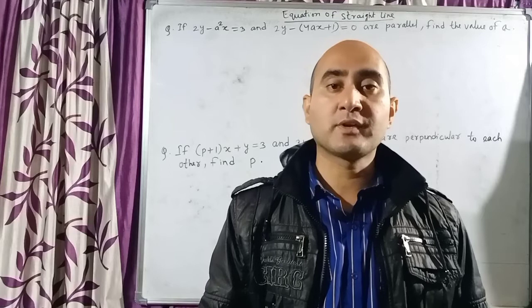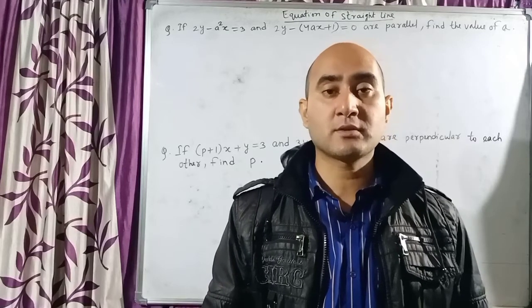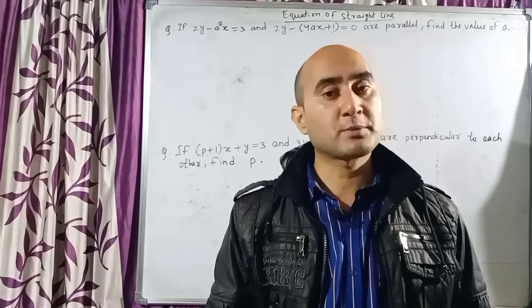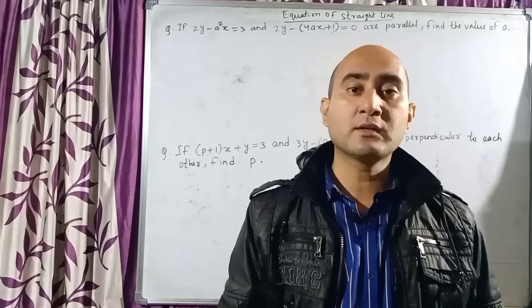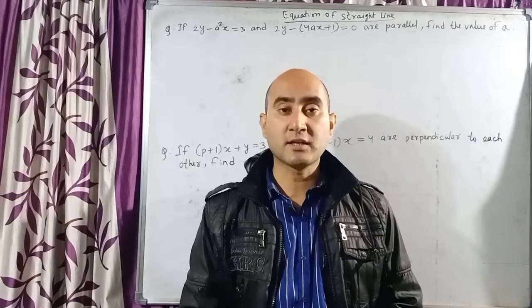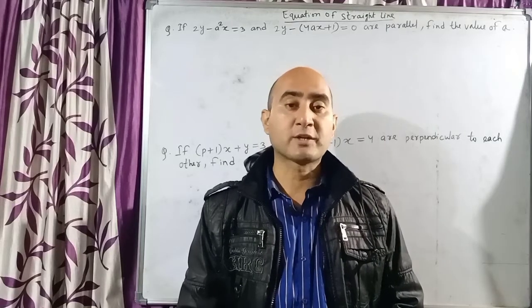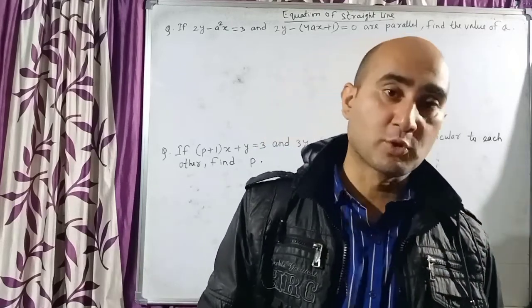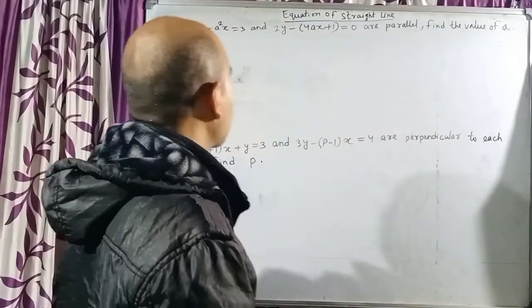Children, today we will learn some more advanced questions from the chapter Equation of a Straight Line, where again we will learn the relation between two lines when they are parallel to each other and when they are perpendicular to each other based on slope. So let's begin the chapter.